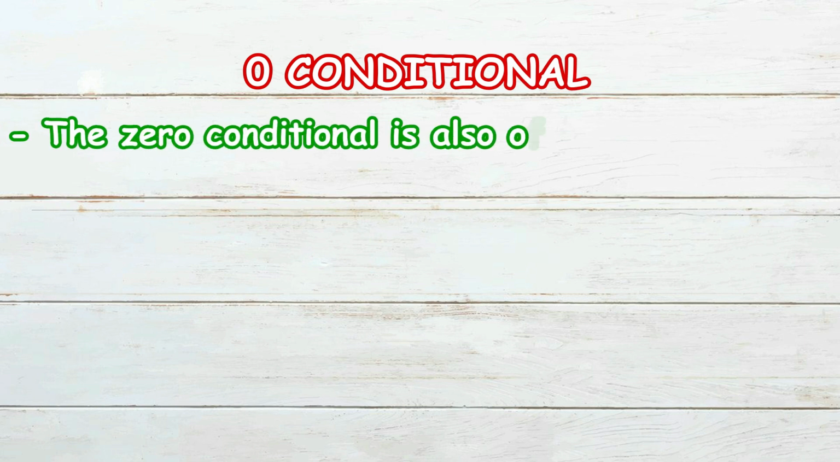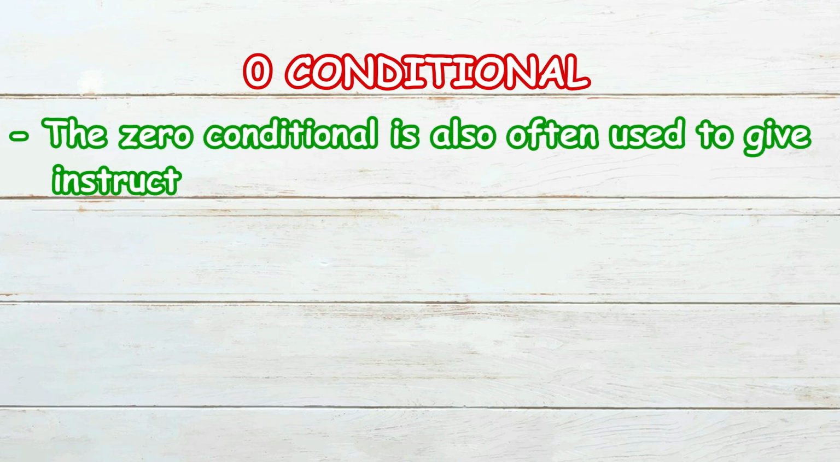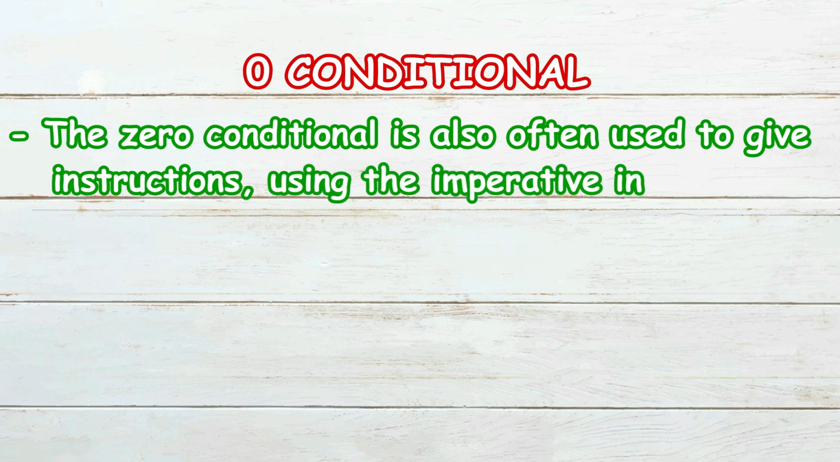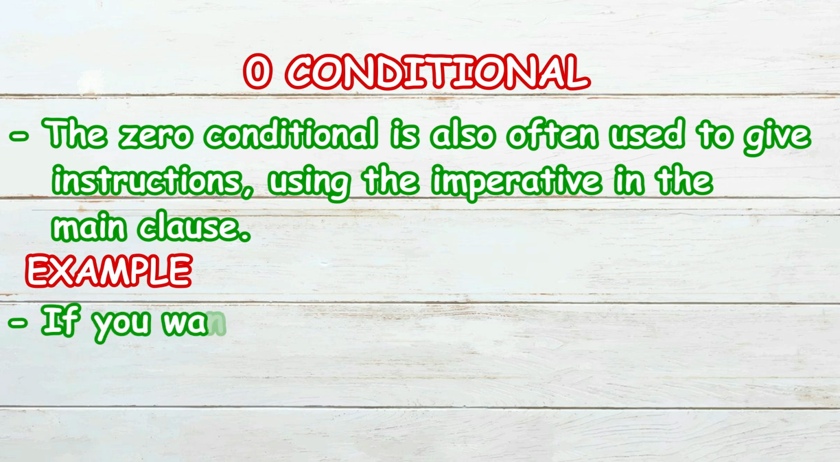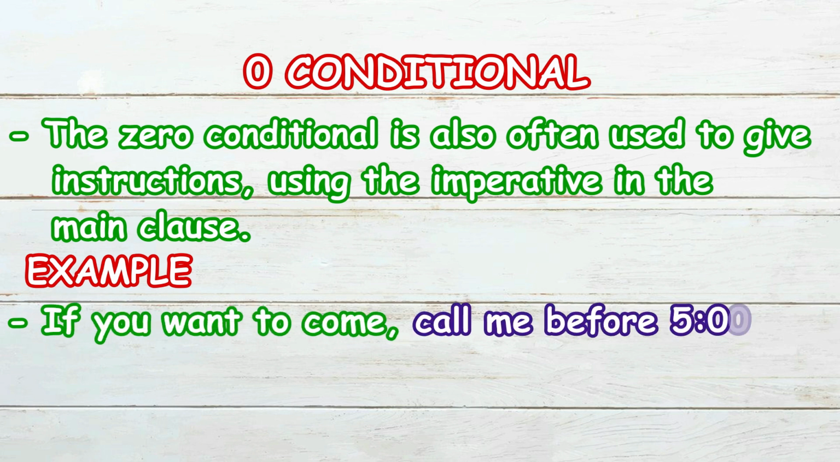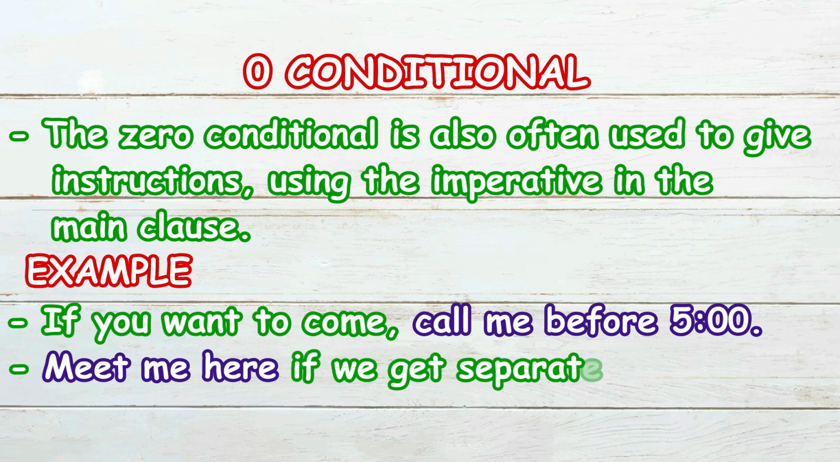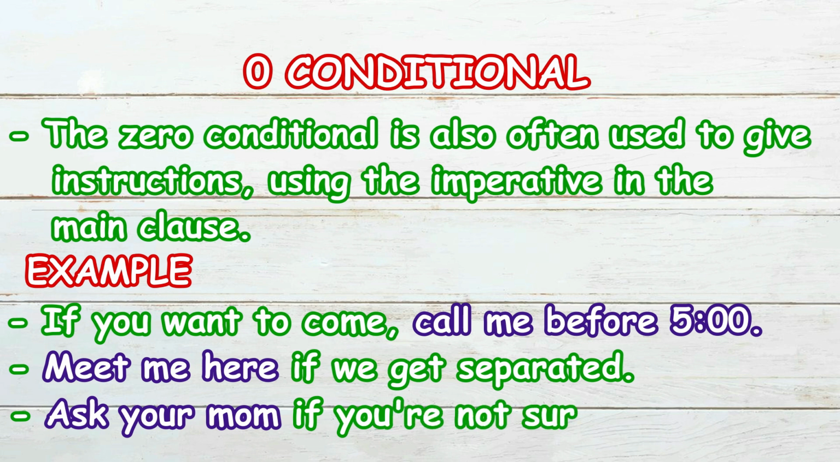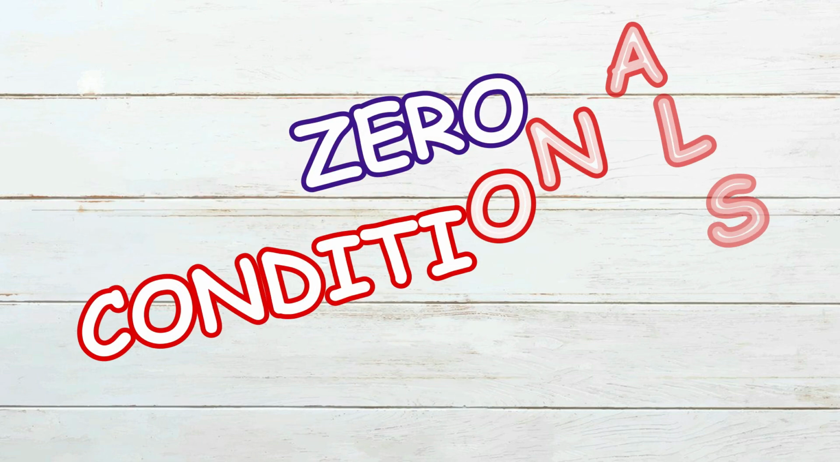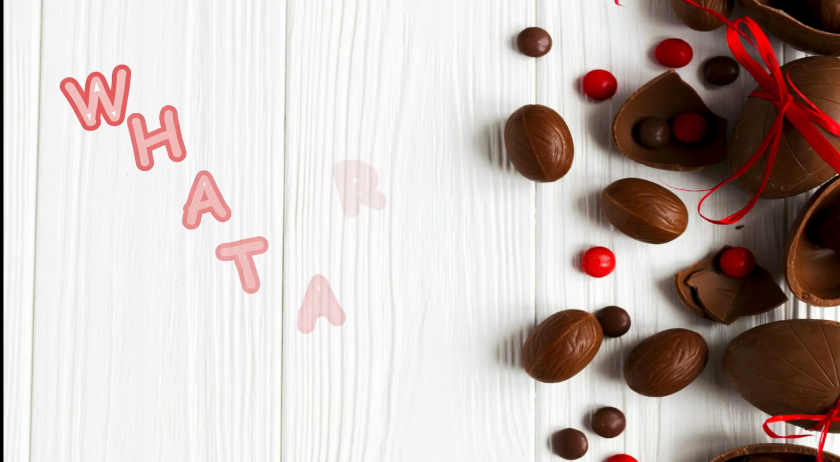The zero conditional is also often used to give instructions, using the imperative in the main clause. For example, if you want to come, call me before 5. Meet me here if we get separated. Ask your mom if you're not sure what to do. So friends, this was all about zero conditionals.